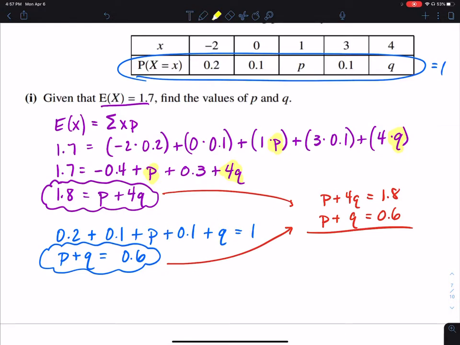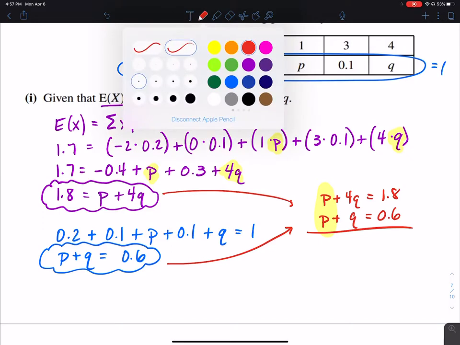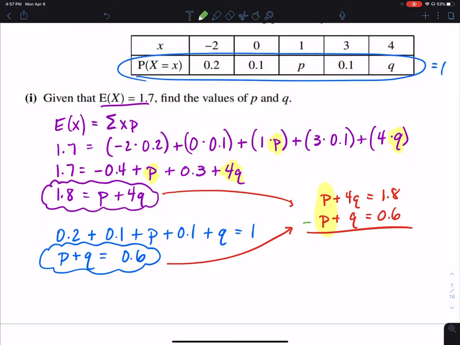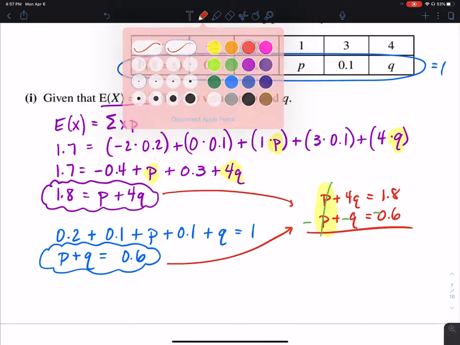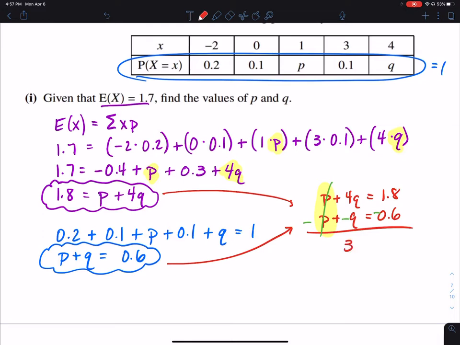It's a straightforward system of equations. The easiest way I would do it is if you look here, your P's have both the same leading coefficient, so you could easily subtract them. To me, that would probably be the best method. So if you subtracted these two equations, those P's cancel out, and then you would be left with 3Q is equal to 1.2, and then divide by 3, and you get Q is equal to 0.4.